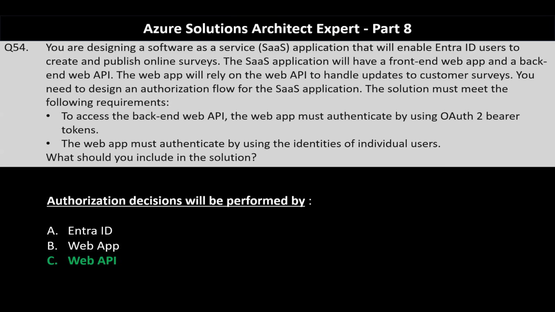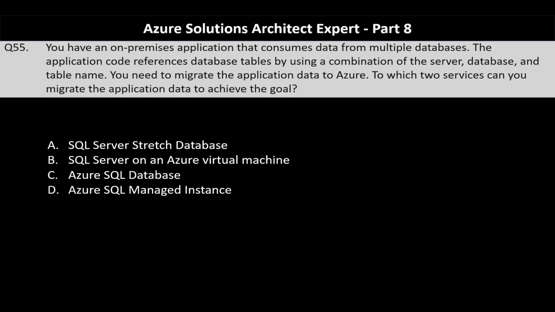Let's look at question number 55, friends. You have an on-premise application that consumes data from multiple databases. The application code references database tables by using a combination of the server, database, and table name. You need to migrate the application data to Azure. To which two services can you migrate the application data to achieve the goal?